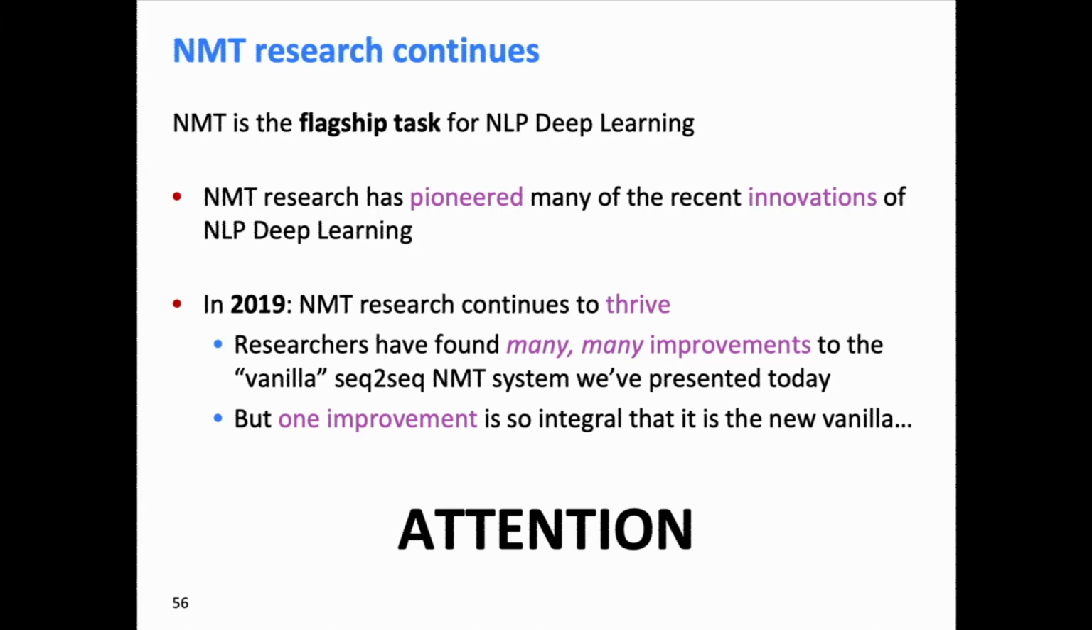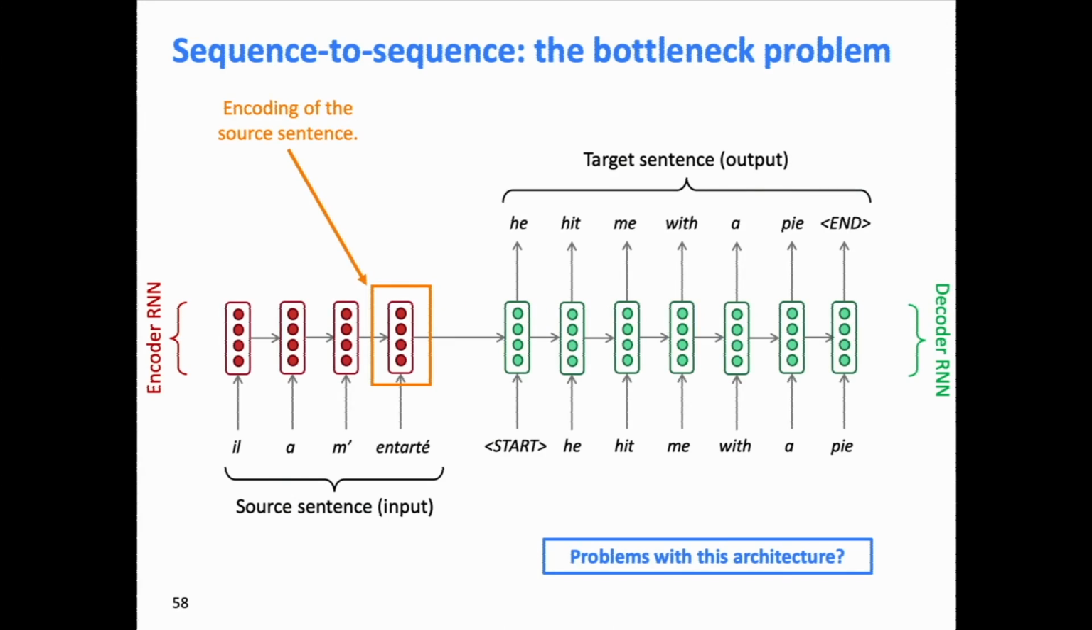OK, so section 3 is on attention. What is attention? First, I'm going to motivate why we need this thing called attention. Let's look at this diagram that we saw before of sequence-to-sequence. Remember when we assumed that this encoding of the source sentence, the one in the orange box, is going to represent the whole sentence. Can anyone volunteer a problem you can see with this architecture? In particular, perhaps a problem with this idea that that single vector is the encoding of the source sentence.